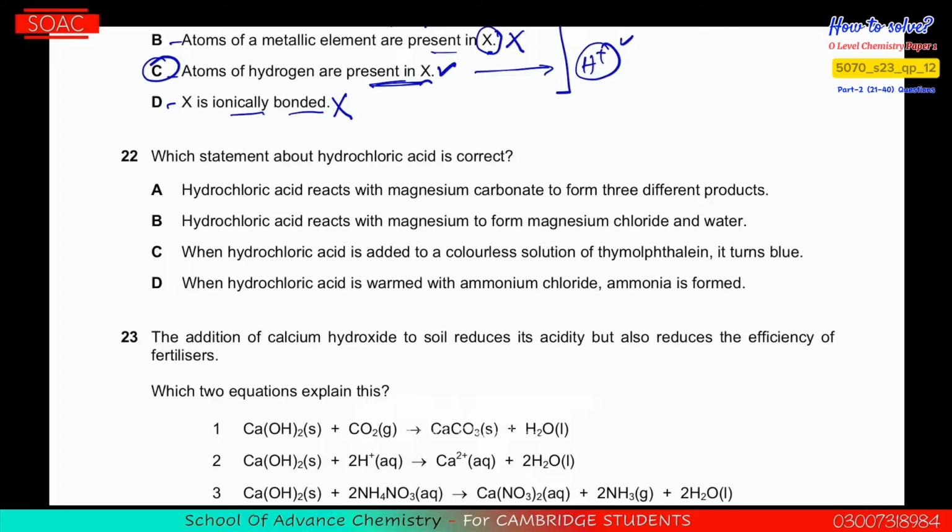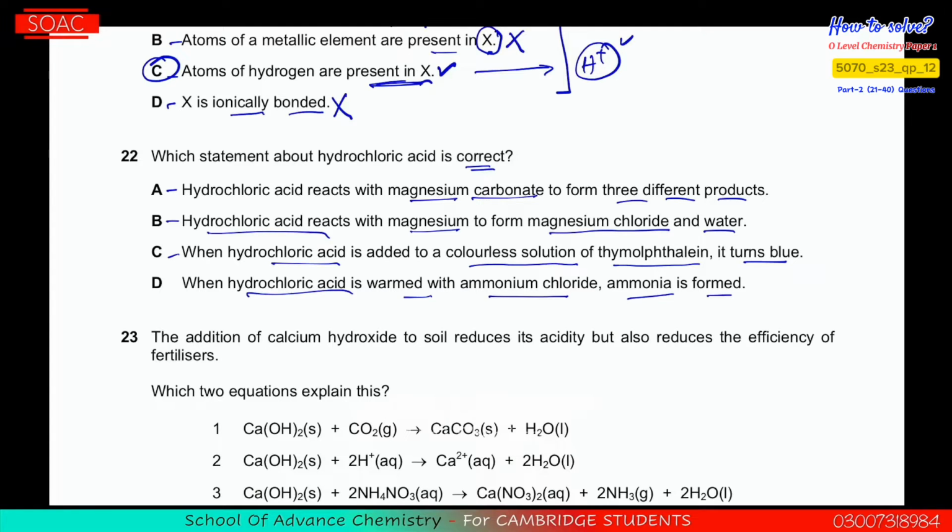Question number 22. Which statement about hydrochloric acid is correct? Option A, hydrochloric acid reacts with magnesium carbonate to form 3 different products. Option B, hydrochloric acid reacts with magnesium to form magnesium chloride and water. C, when hydrochloric acid is added to a colorless solution of thymolphthalein, it turns blue. D, when hydrochloric acid is warmed with ammonium chloride, ammonia is formed.